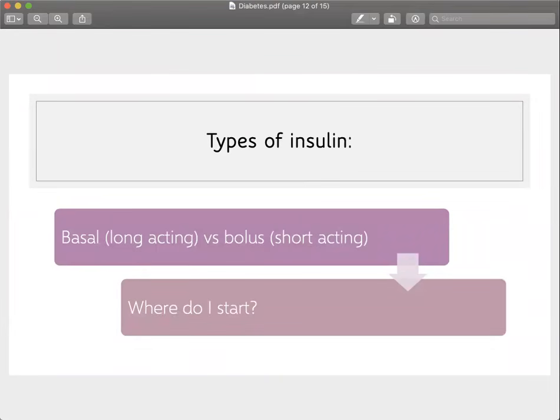So now we obviously need to discuss insulin. And we're typically going to start with basal insulin. Can you think of any long-acting insulins we might use?